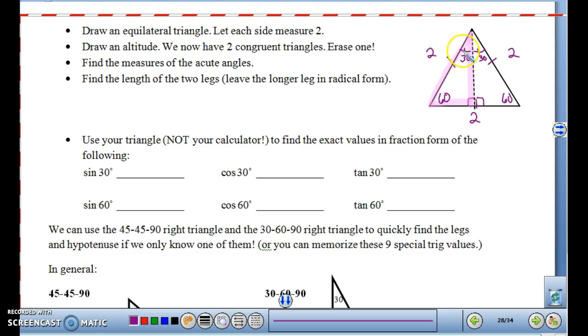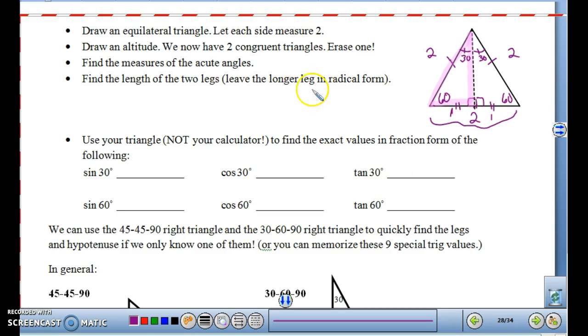So that creates what's called a 30-60-90 right triangle. Now, of this pink triangle right here, let's find the length of the two legs. All right, well, the shorter leg is easy. If I look at this leg right here, the altitude comes down. What does it do to the base? It bisects the base. So if this whole thing is 2, that means this right here is congruent to this. They would both be 1. So the shorter leg is going to be 1.